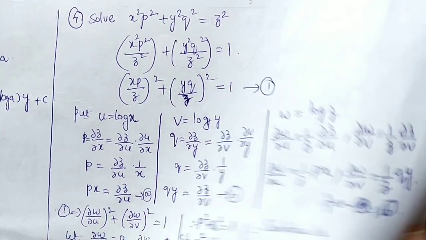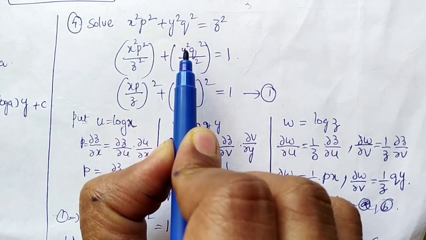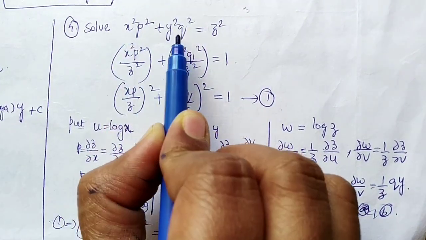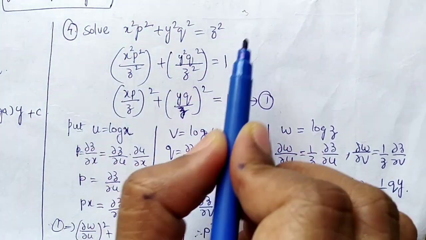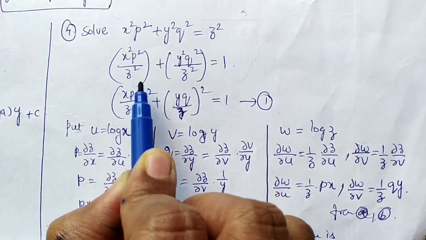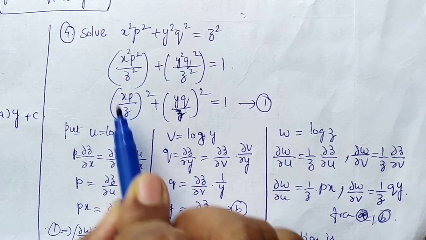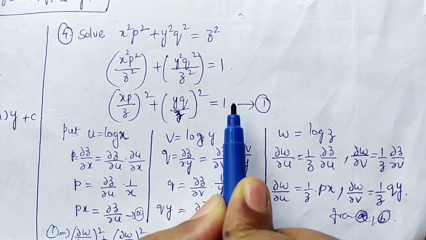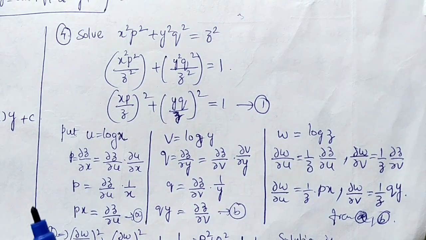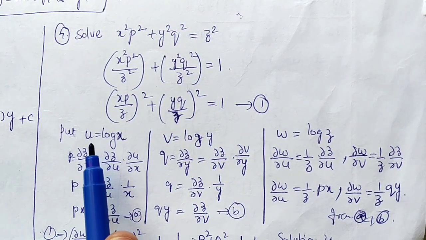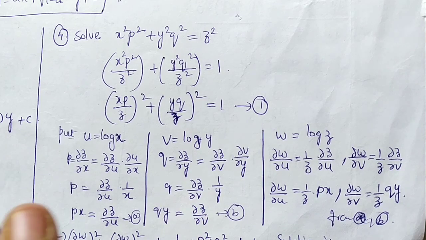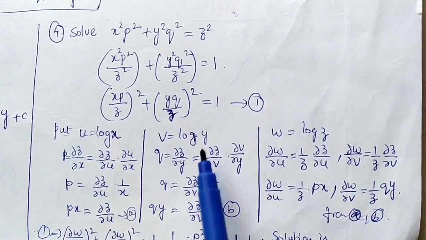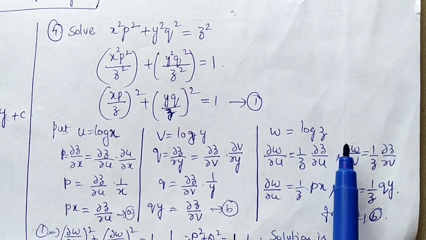Here, x square p square plus y square q square equal to z square. Here only p, q should be there, no x, y and z. To remove these, we divide the whole equation by z square. Write the whole square, and you will get capital P square plus capital Q square equal to 1. Then you can apply the usual procedure. For that we need to use substitutions. Usually they will mention the substitutions in the question. Otherwise, remember u as log x, v as log y and w as log z.